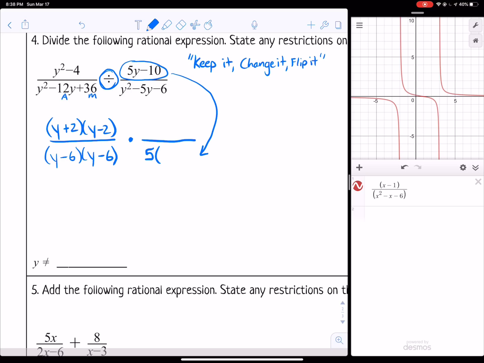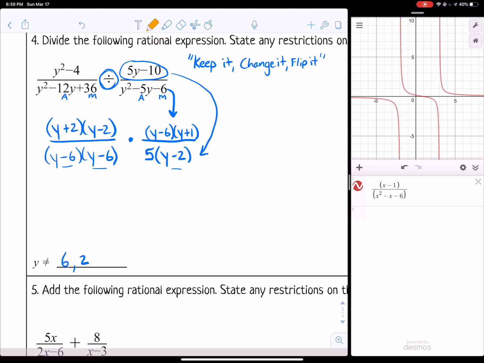So I could take out a greatest common factor of 5, and I would have y minus 2 left over. And then if I factor the denominator, I got to multiply to get negative 6 and add to get negative 5. So that would be y minus 6, y plus 1. And again, write the denominator in the numerator, and you've taken care of the flip it part. So now we can write down our restrictions. You look at the denominator and see what would make these equal to 0. So anywhere your variable would make the denominator equal to 0 are restricted values. So x cannot equal 6 or 2.